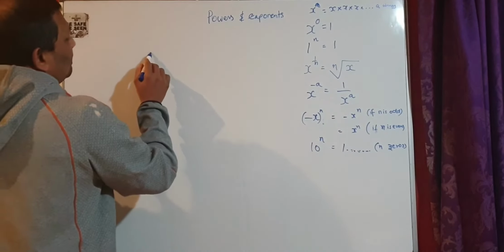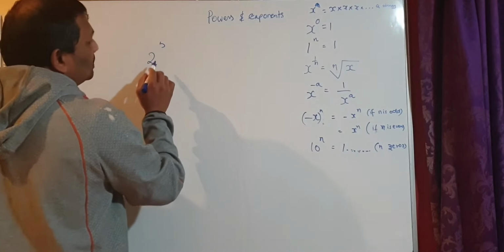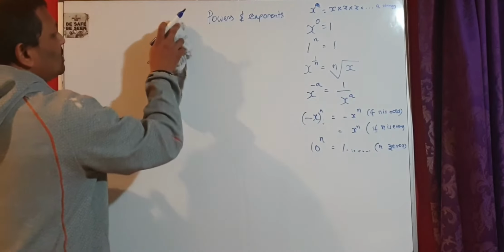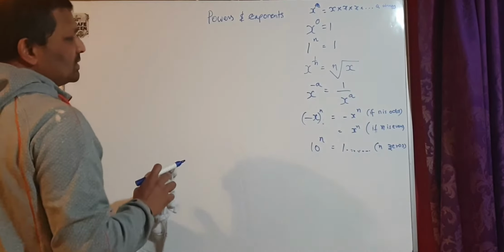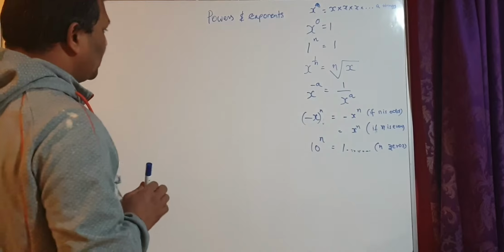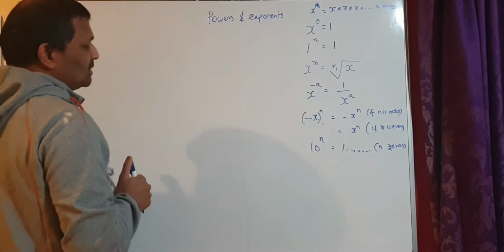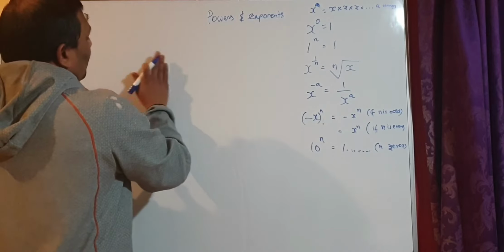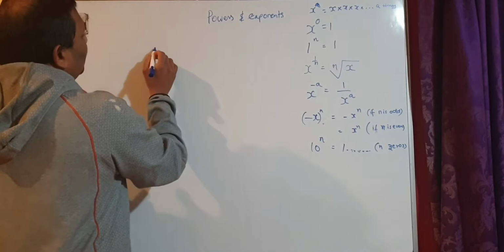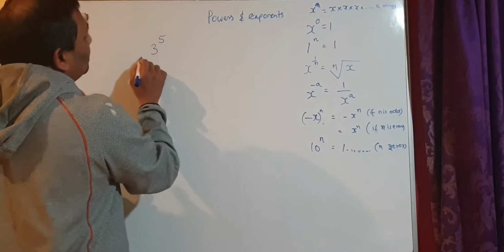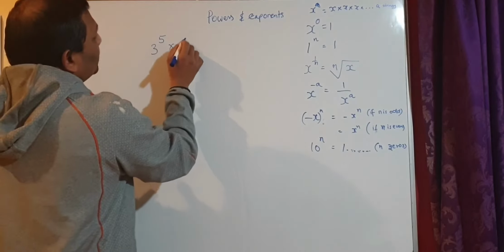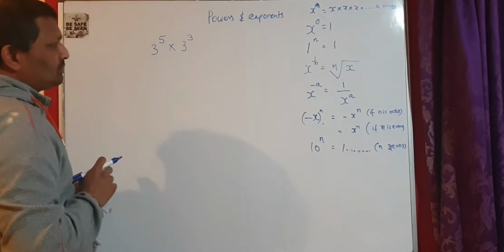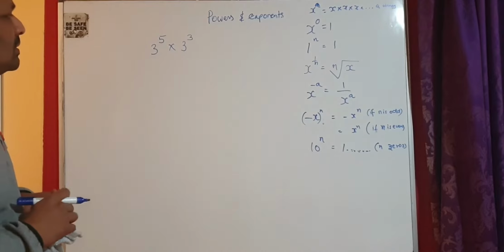For example, if I tell 2 to the power of 5, okay, before we go to that one, there are also a couple of other identities which are very important that we should learn at this point of time. For example, if I tell 3 to the power of 5 into 3 to the power of 3, how do we calculate such a number?